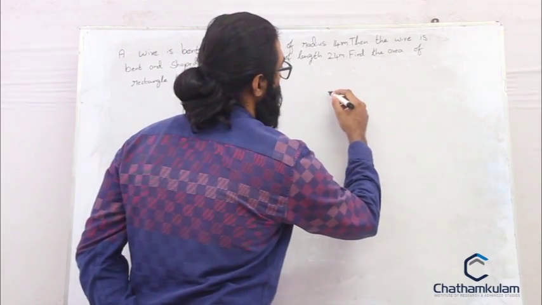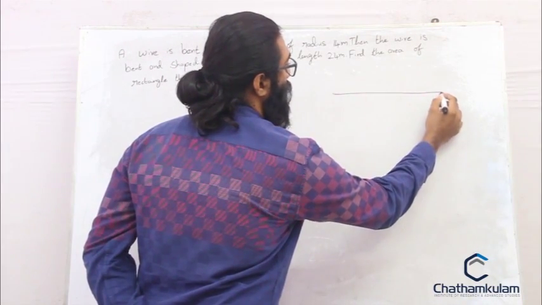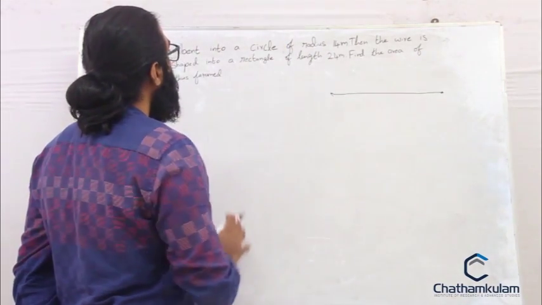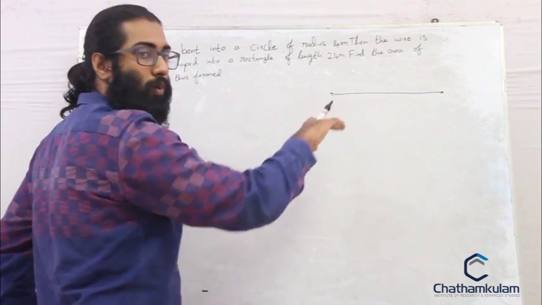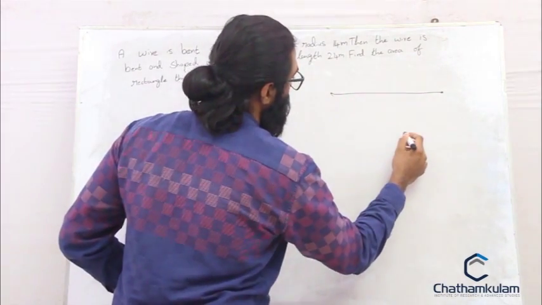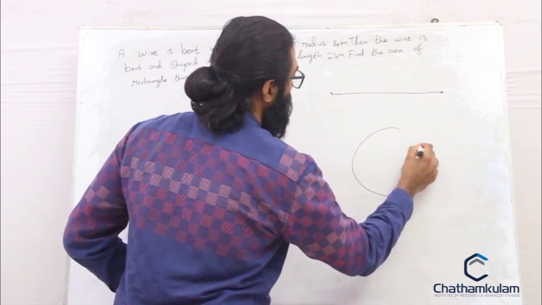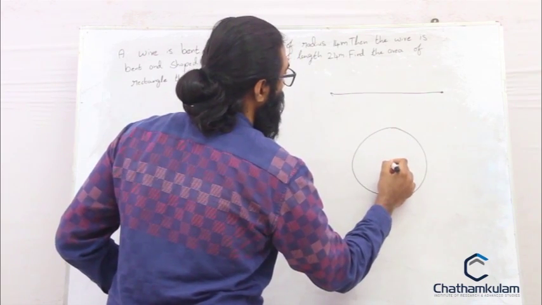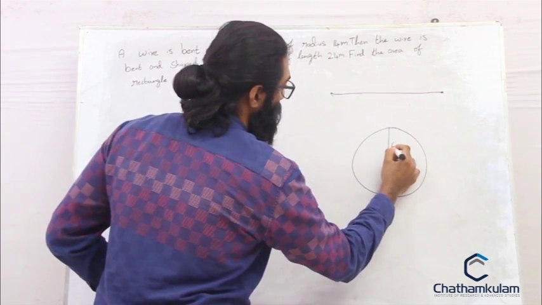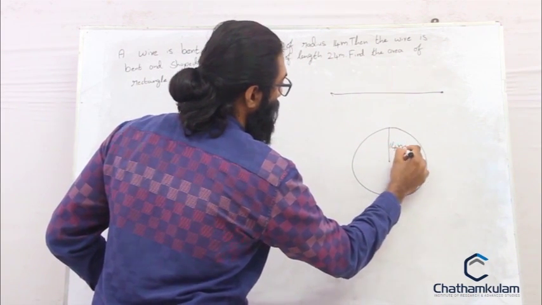First, a wire. See, this is a wire. This wire is bent into a circle. So this wire is bent into a circle of radius 14 meter, right? This is 14 meter.